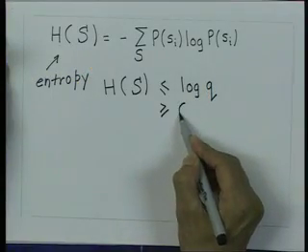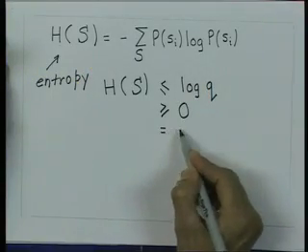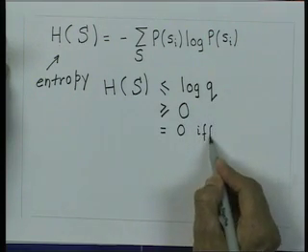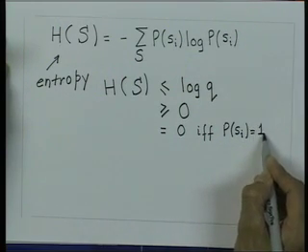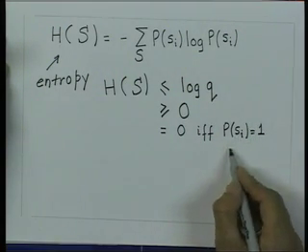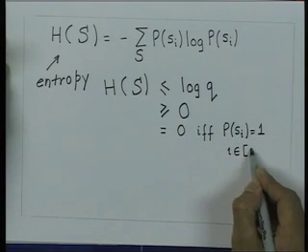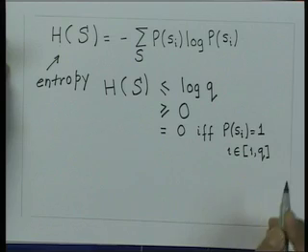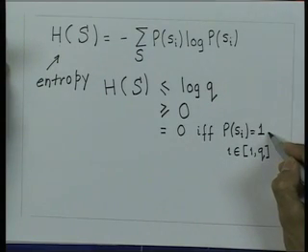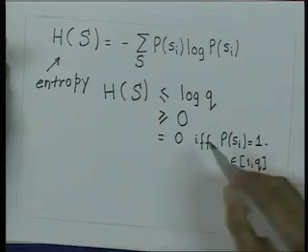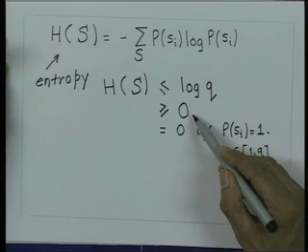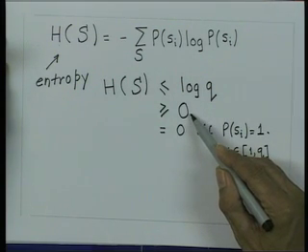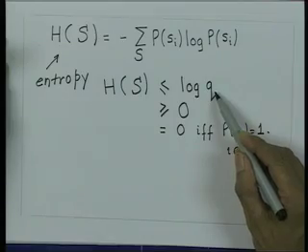And we also saw that Hs is always greater than or equal to 0, and it is equal to 0 if and only if probability of Si is equal to 1 for some i belonging to 1 to q. When this condition is satisfied, then the value of entropy I get is equal to 0. For any other case, the value of entropy I get is always greater than or equal to 0, but less than log q.